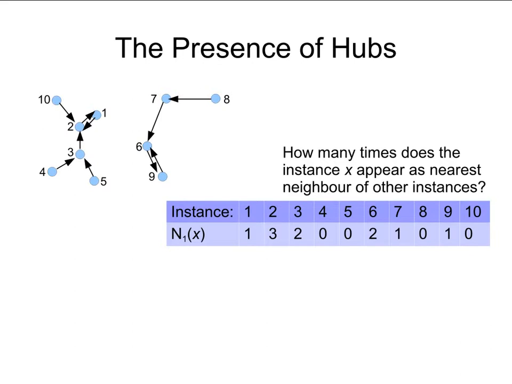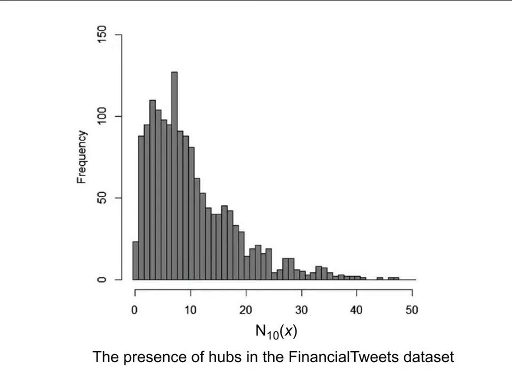After computing nkx, we can plot the distribution of nkx. This is shown in the bottom of this slide. As you can see, in this example, there is one instance which appears as nearest neighbor of 3 other instances. Such instances, that is, instances which appear surprisingly frequently as nearest neighbors of other instances, are called hubs.